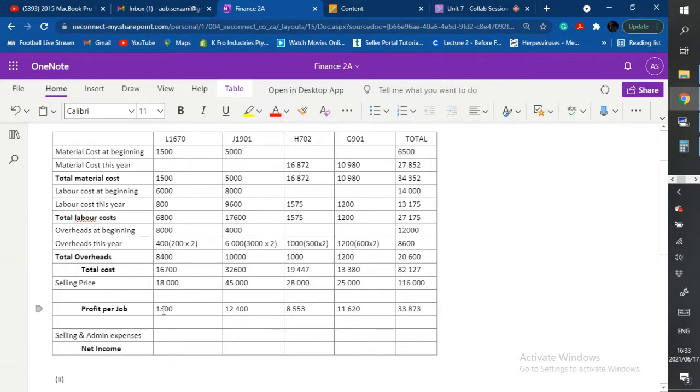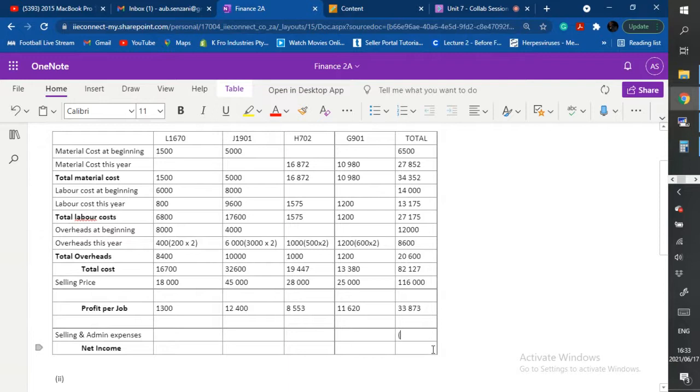And then your total profit is going to be 33,873. Okay, but then if we look there, the only piece of information that we haven't used is the sales and administration expenses. Okay, but before we go there, let me actually just plug it in then. Okay, so that was 25,000. 25,510. Okay, cool.